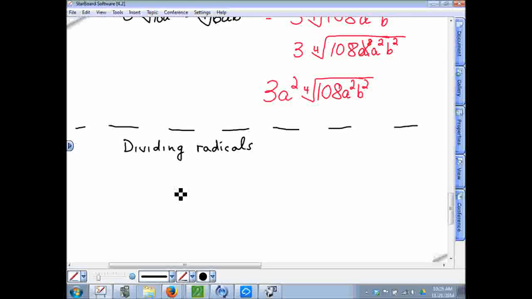So it's a similar property I want you to write down. The nth root of a divided by the nth root of b. You can only divide radicals if they have the same index. Kind of like you can only multiply if they have the same index. But the property here is if you have two separate roots and they have the same index, that's the same thing as having one big giant root.